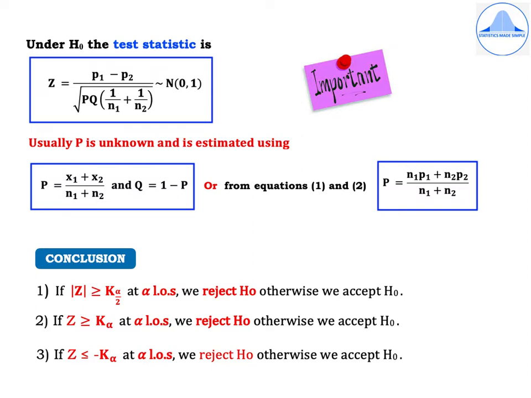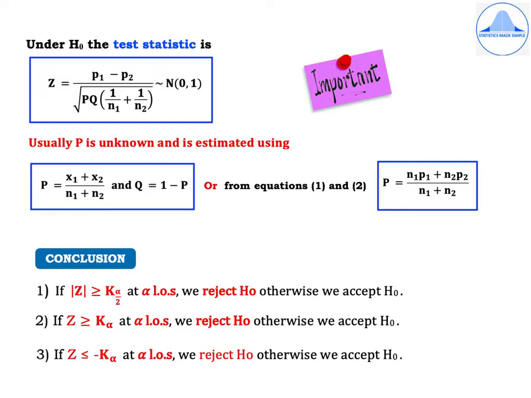Now, depending on the information which is given in the problem, we either use capital P equal to x1 plus x2 divided by n1 plus n2, or we make use of capital P equal to n1 p1 plus n2 p2 divided by n1 plus n2, and Q will be equal to 1 minus P.